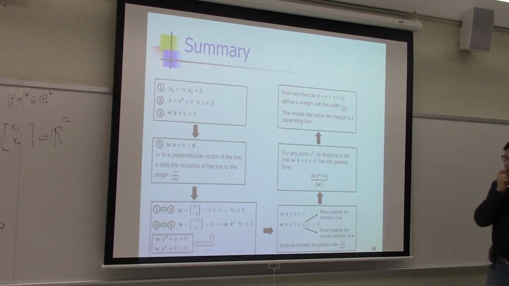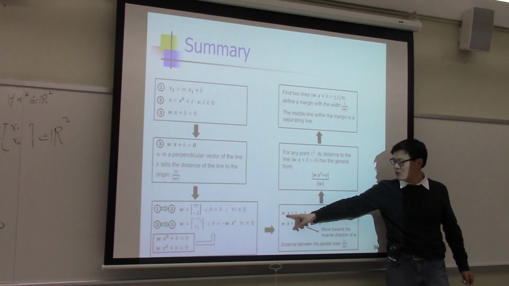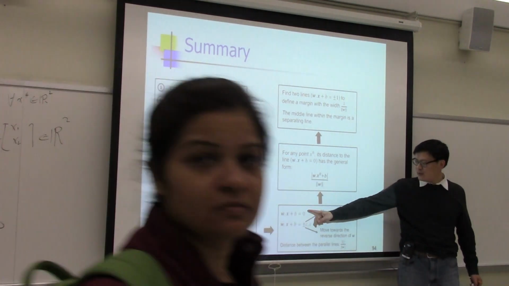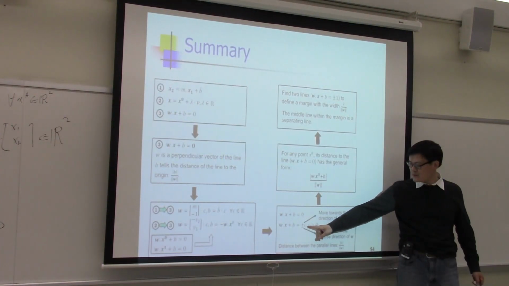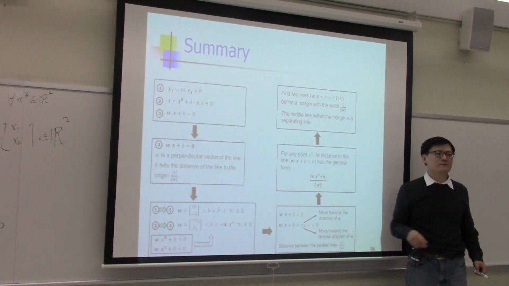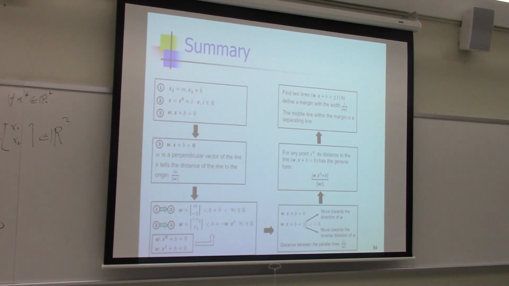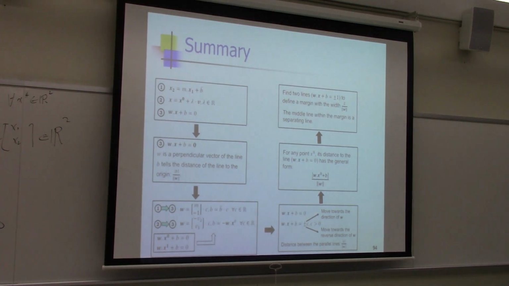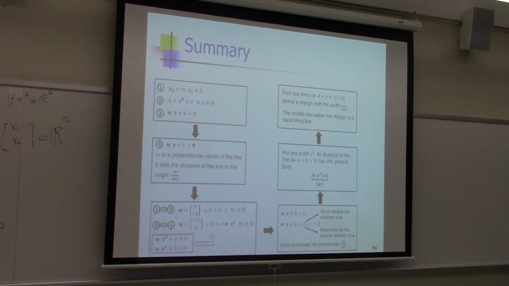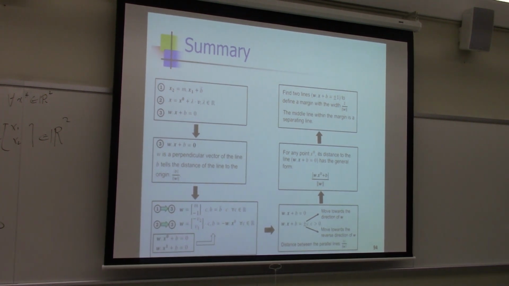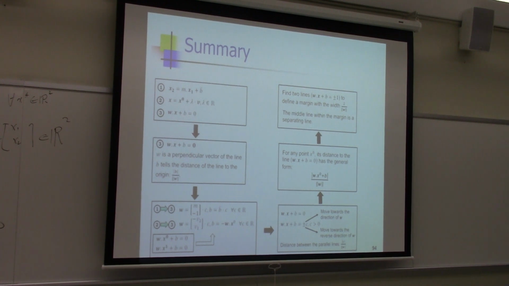Okay? And then given a line W dot x plus B equal to 0, you replace 0 with plus or minus C, where C is positive. Basically, you are moving your line towards direction W or reverse direction W. If it's positive C, you are moving the line towards direction W, going up. If negative C, you're moving the line in the reverse direction of W, going down.